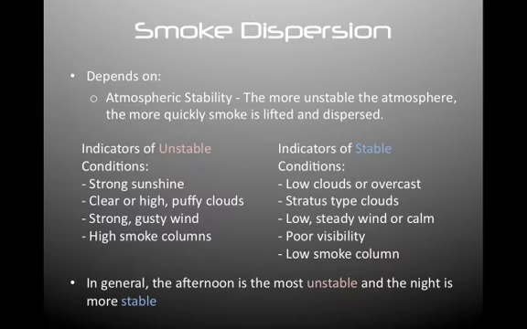Now let's talk about smoke dispersion. Smoke dispersion depends on atmospheric stability, mixing height, and wind velocity. With atmospheric stability, the more unstable the atmosphere, the quicker smoke will be lifted and dispersed. Here's a chart to help you understand the difference between unstable and stable conditions. Now pay attention to this chart because it will help you understand the difference between doing a night scene and a day scene, what the smoke dispersion will look like.